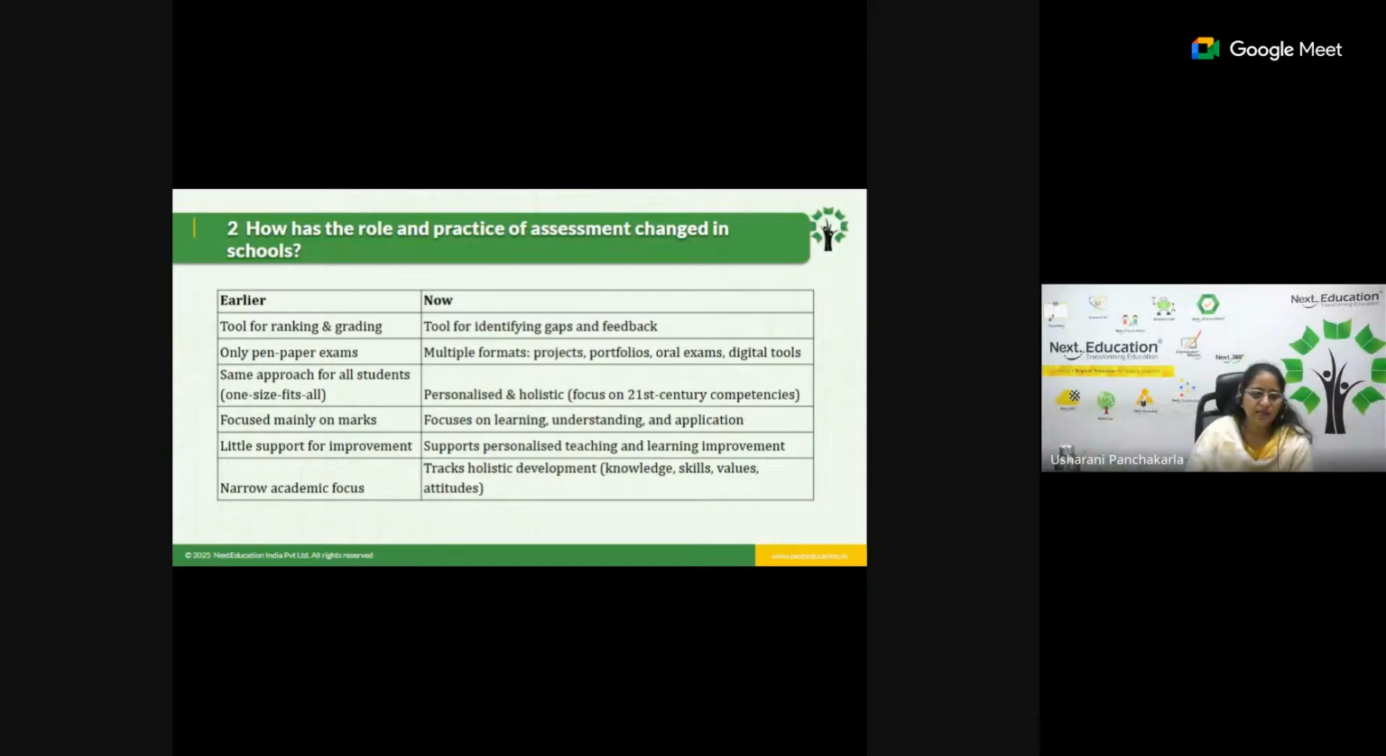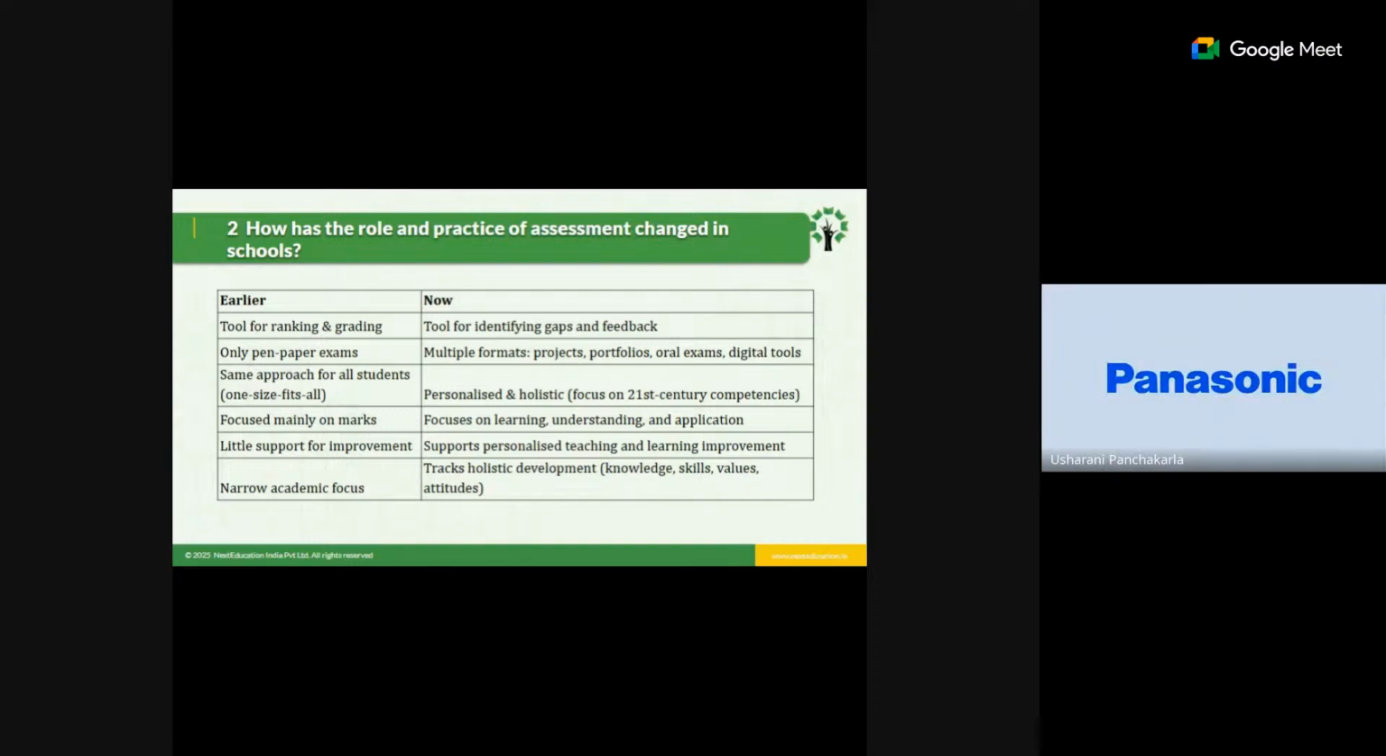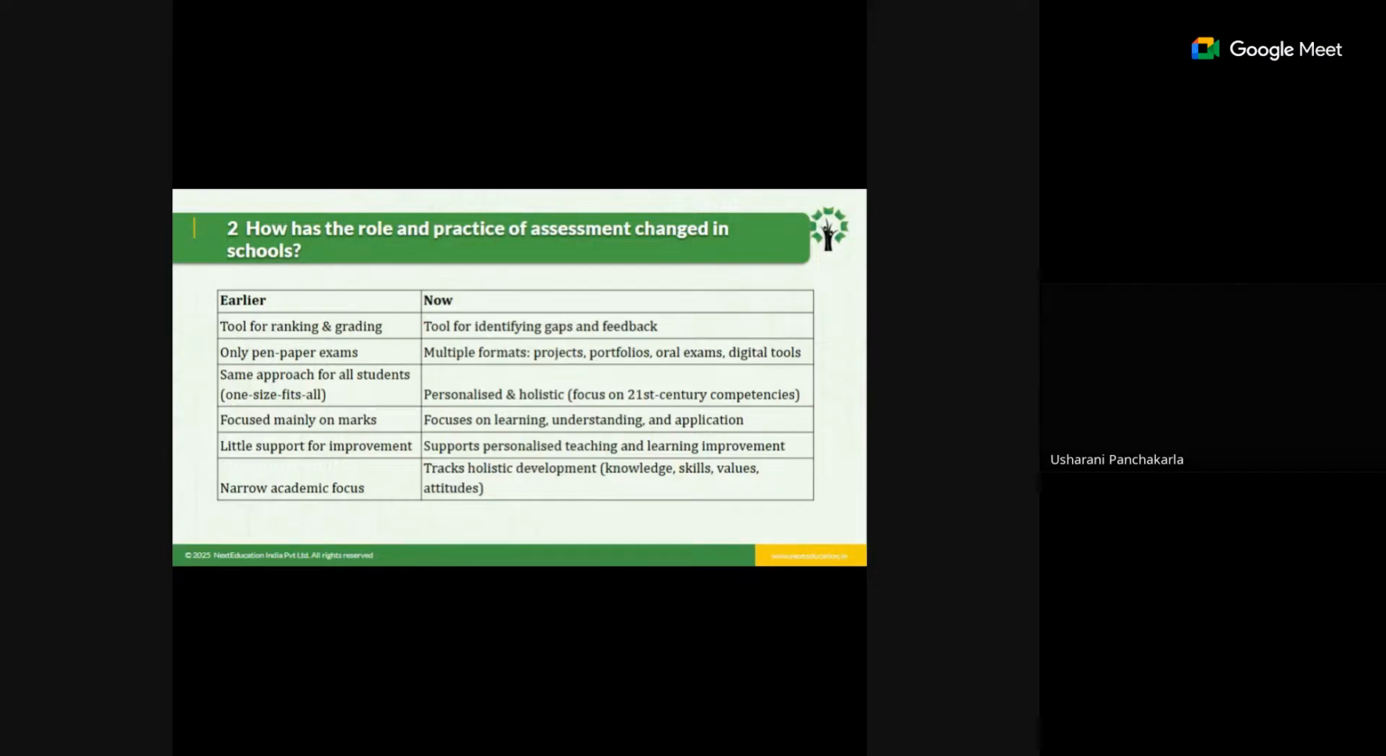For example, take the sound chapter. In our grade 8th, after the end of that chapter, we ask the student to do a project. It's up to the teacher whether she wants to give it as an individual or a group activity.